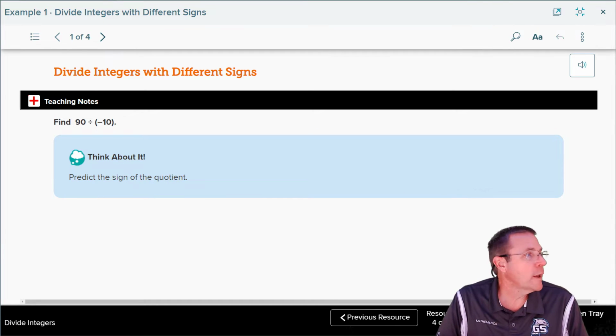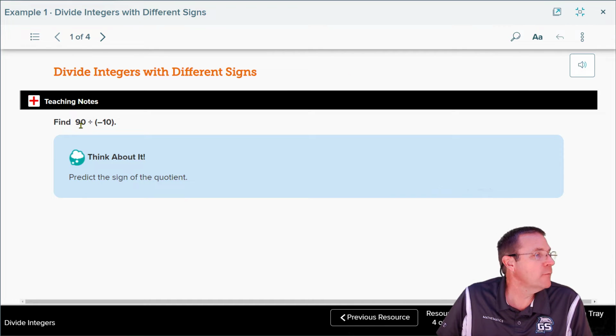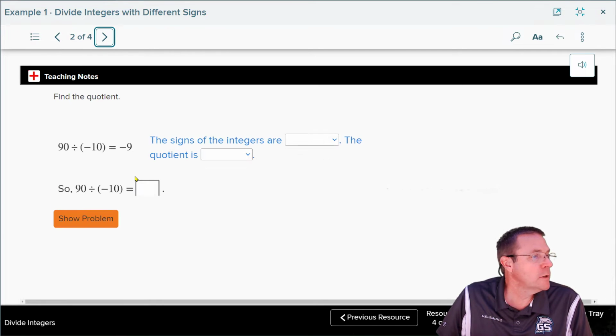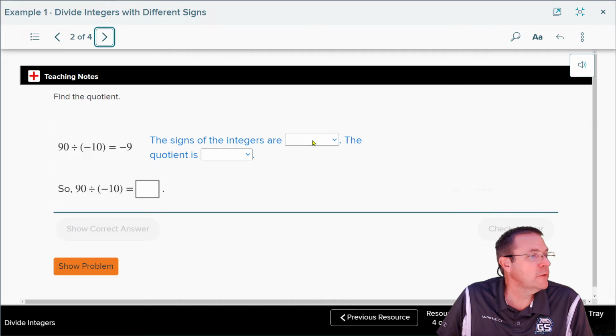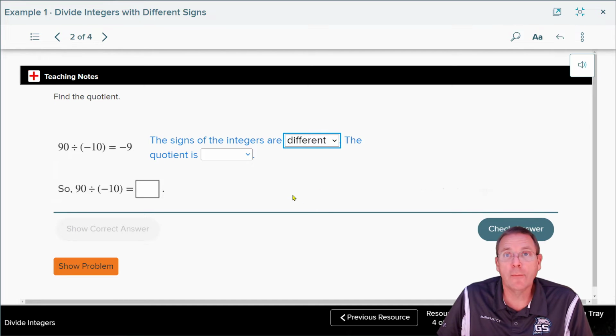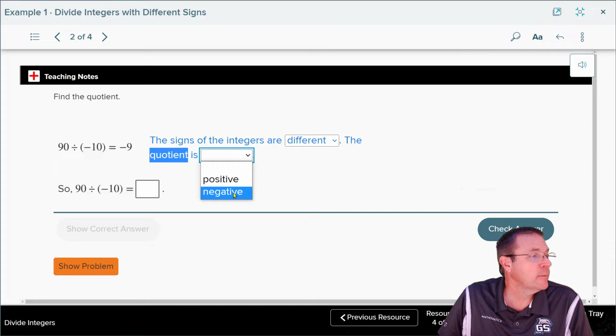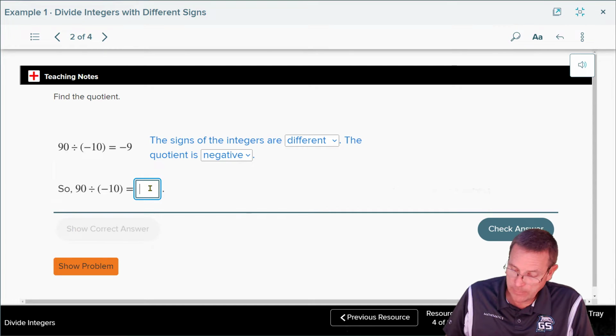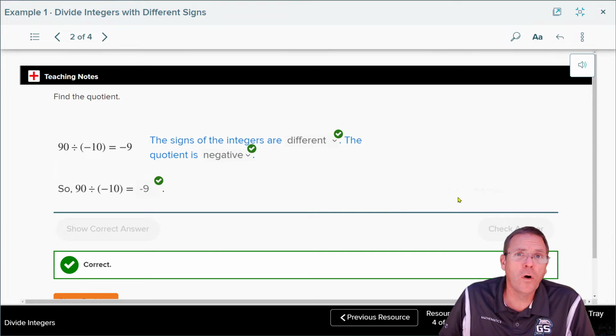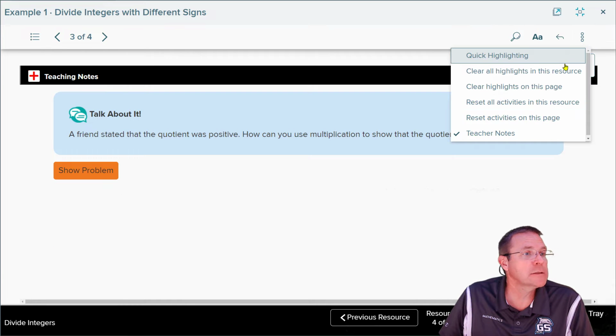So let's take a look at example number 1, which says divide integers with different signs, and the problem we have is positive 90 divided by negative 10. A couple ways to go about it. First, the signs of the integers are different: you have a positive sign and a negative sign, therefore the quotient, and remember, quotient is the answer to a division problem, is going to be negative as well. 90 divided by 10 is 9, positive divided by negative, so negative 9. That's all there is to doing these problems. Super simple, nothing that should be overly taxing to your brain.